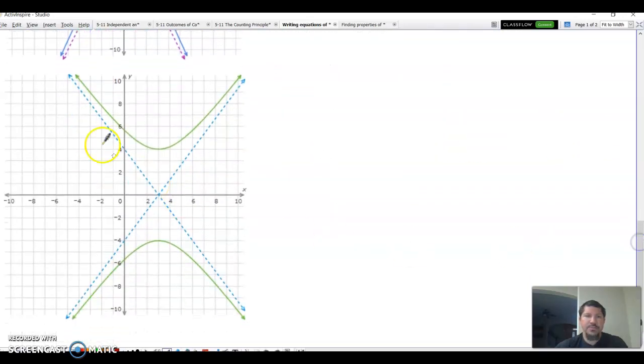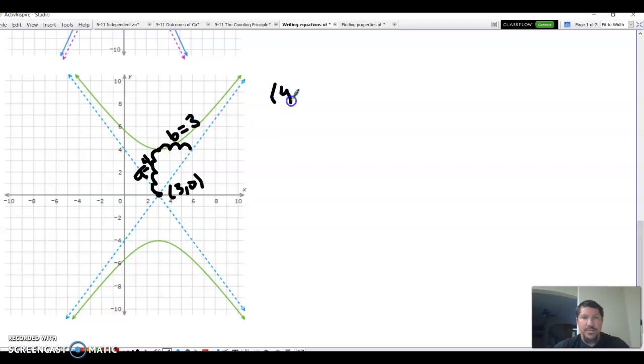Alright, so this one's going to open up and down, so that means that y is going to come first. That is 1, 2, 3, 0. From here to here, 1, 2, 3, 4. That's your A. Then 1, 2, 3. So that means B is 3.